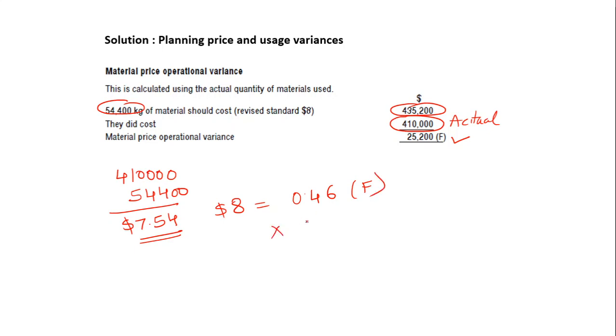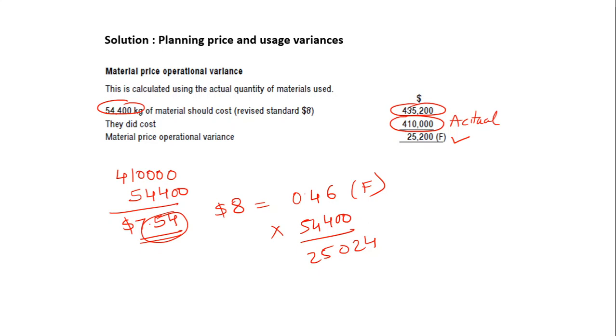And then we simply multiplied by 54,400. You will not get exactly 25,200. You will get something like 25,024 or something like that. Because remember, this is a rounded off figure. If you do not round it off, then you'll get it exactly as 25,200. So you can use either of the ways. You can either calculate your actual cost per kg first and then do that calculation, or simply do it the way it has been shown in this slide.